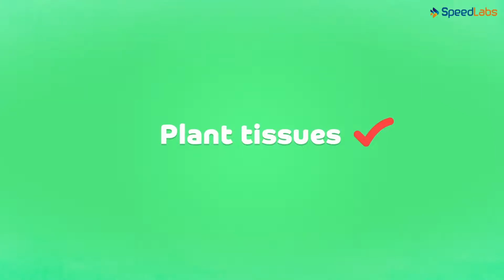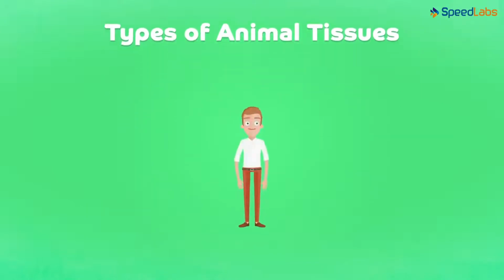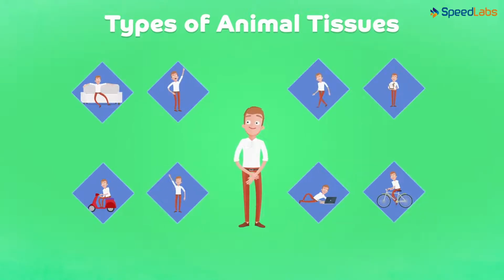After learning about plant tissues, let us take a look at the various types of animal tissues in detail. In case of animals, where the body is expected to perform uncountable functions simultaneously, it is obvious that the number of tissues will also be innumerable, right? So how do we study all these? Well, we don't need to worry.